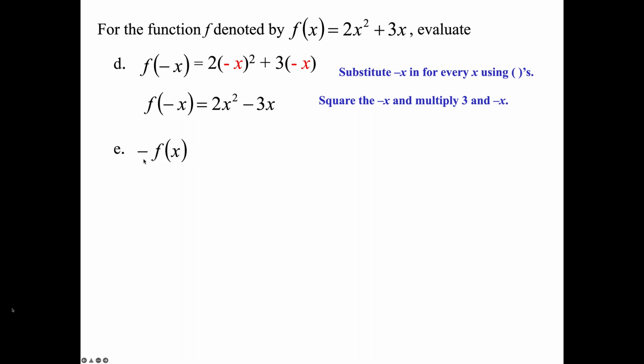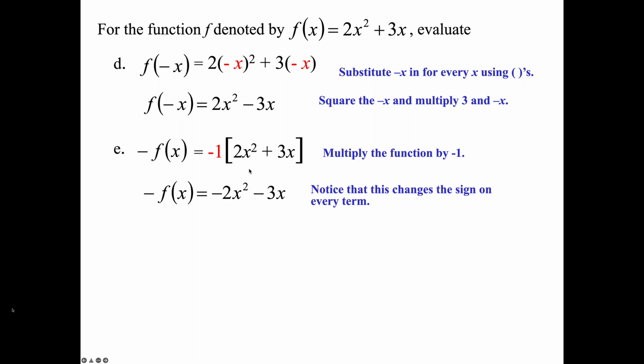Part E, negative f of x. Well, this is really a negative 1 being multiplied to my f of x. So just like we had with the example 3 times f of x, we multiplied by 3 to the front, we'll just multiply by a negative 1. Distribute the negative 1, and that's just going to change the signs of all your terms. So negative f of x equals negative 2x squared minus 3x.